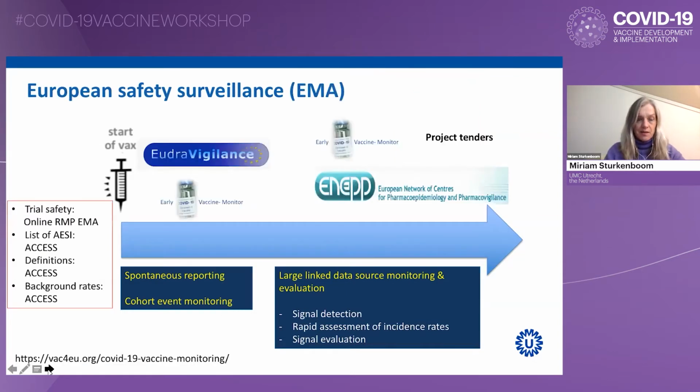Now, how was this prepared in Europe? Of course, we also have programs in other parts of the world, but I saw that my CDC colleague will be talking about this in more detail, so I'm focusing on Europe. EMA makes all the trial data available in the risk management plan, which usually is not publicly available, but now is publicly available, so anyone can find that.